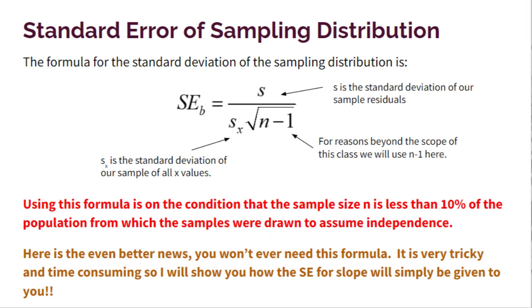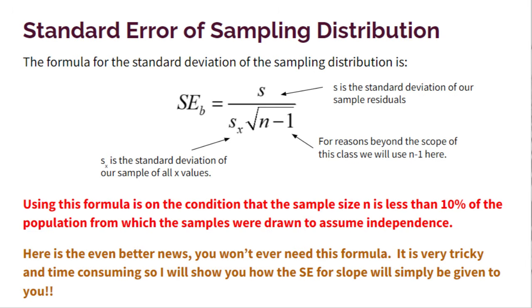That's the standard deviation of our sample residuals. In the denominator, we're going to use S sub x. That's the standard deviation of all of our x values in our sample. And then we're going to have a square root of n minus 1. Now, for reasons beyond the scope of this class, instead of using n, we're going to use n minus 1 here. Don't worry too much about it.